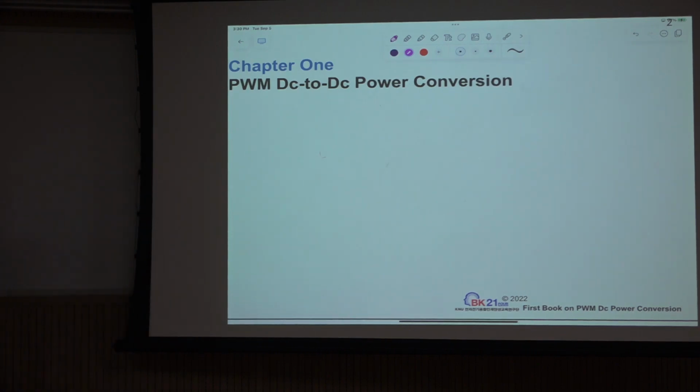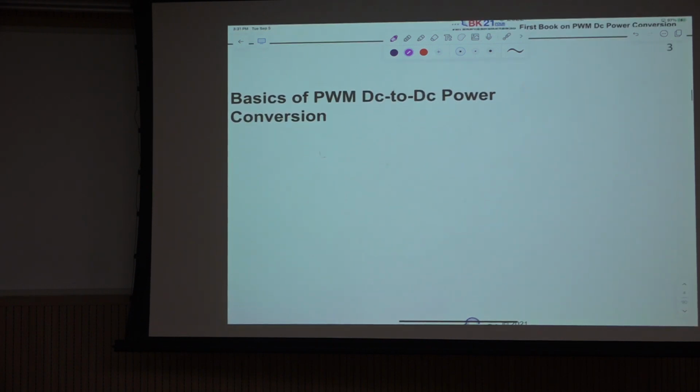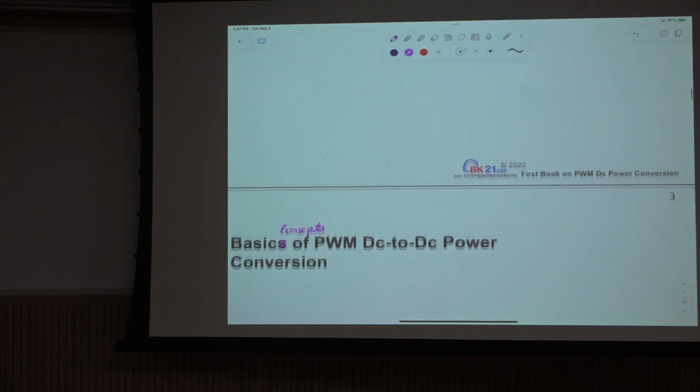PWM, DC-DC power conversion, right? So, basic concepts of PWM, DC-DC power conversion. And let me go back to the previous page.